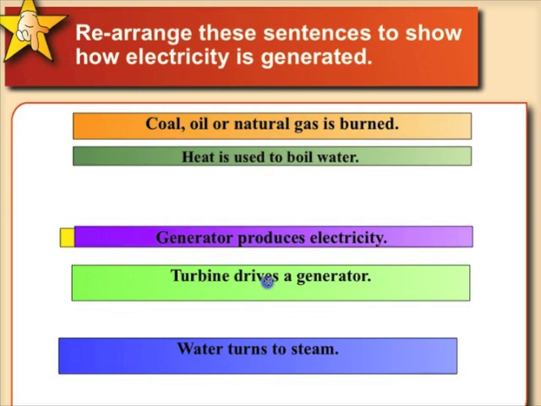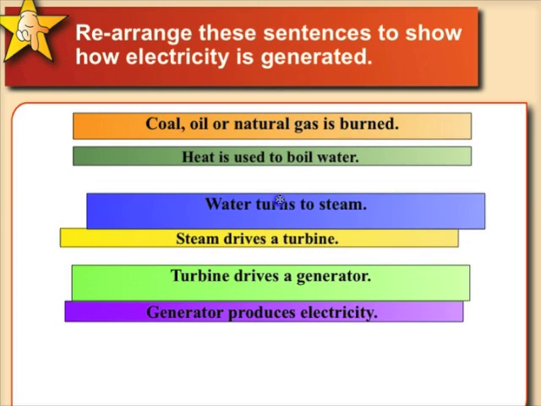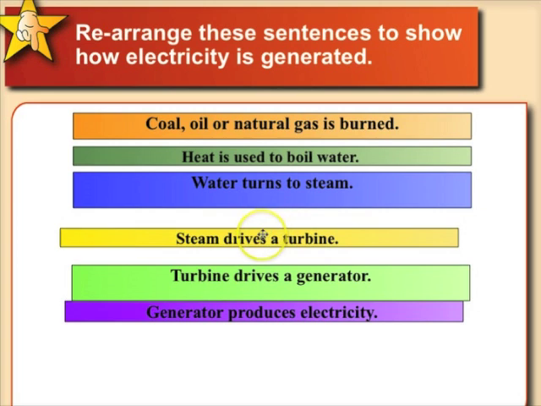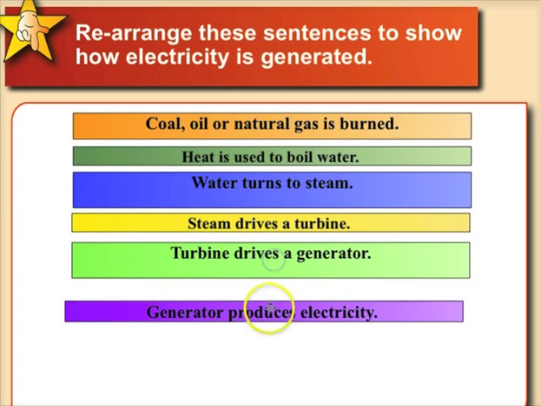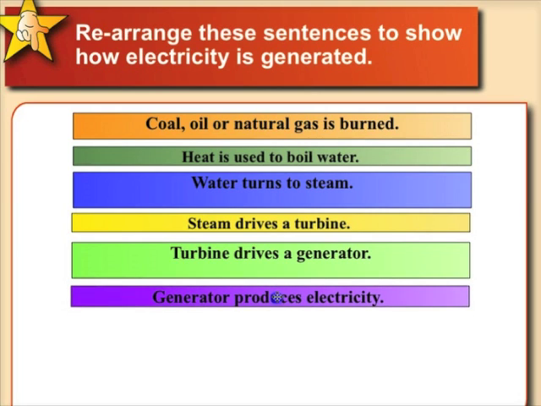Now, why are you boiling the water? You're doing it to create steam. Okay, so now you have steam. Now the steam will drive the turbine, the turbine drives a generator, and the generator produces electricity.